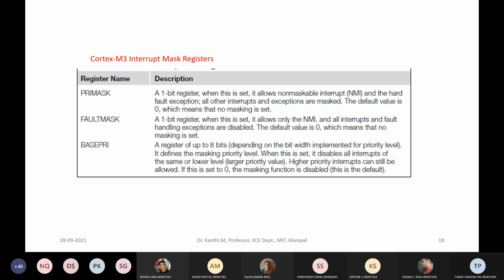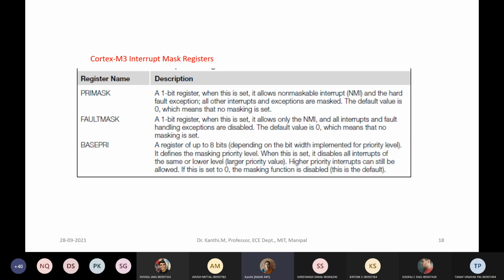Then your fault mask register is again a 1-bit register. When set, it allows only NMI, and all interrupts and fault handling exceptions are disabled, which means this is handling only the NMI. The default value is 0, which means that no masking is set. By default it is 0.